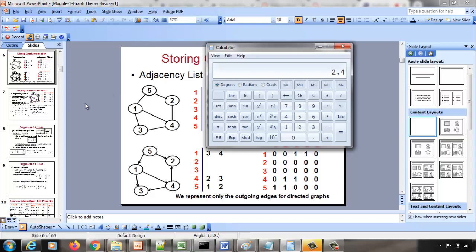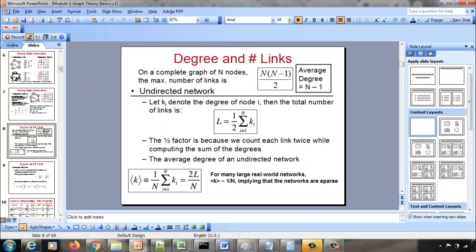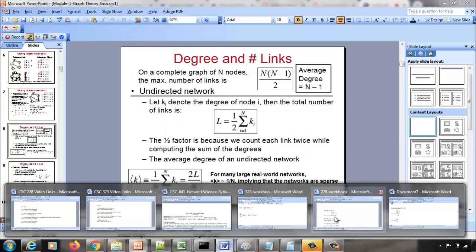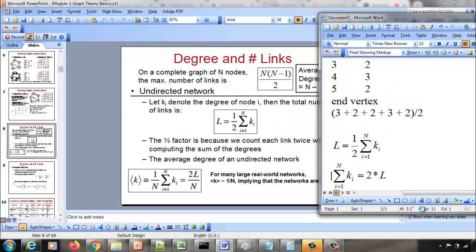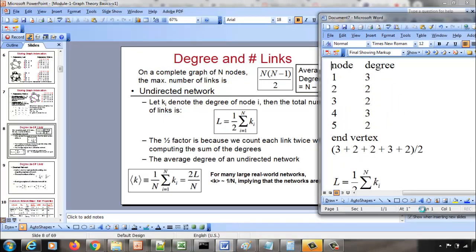Okay, and you can cross check. You computed just now the degrees of the vertices. You can sum these numbers: 3 plus 2 is 5, 5 plus 2 is 7, 7 plus 3 is 10, 10 plus 2 is 12, divided by 5 vertices. So 12 divided by 5 is also 2.4. So the average degree should tally both ways, based on the number of links and nodes, as well as based on the node degrees.